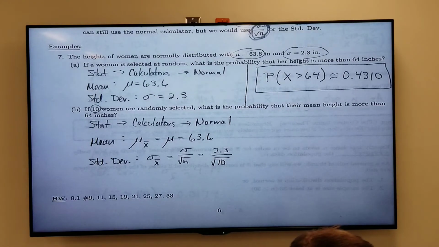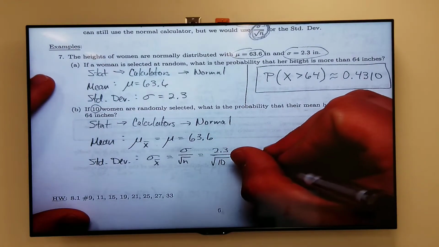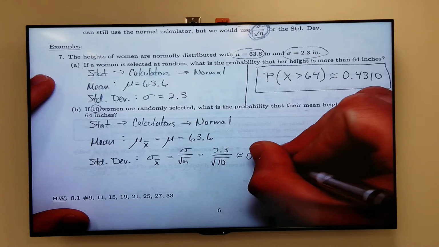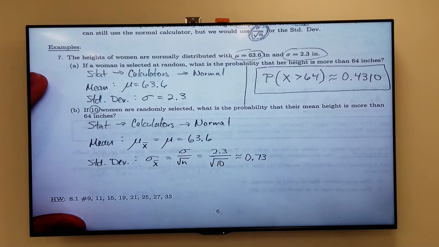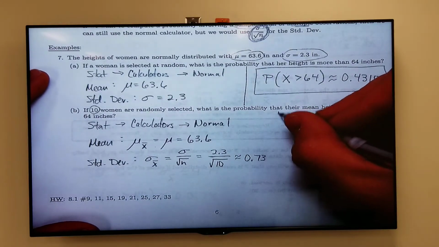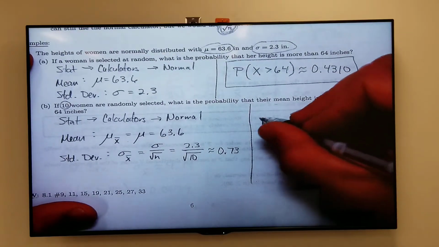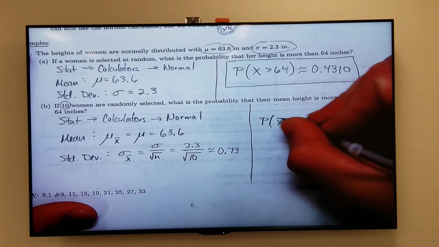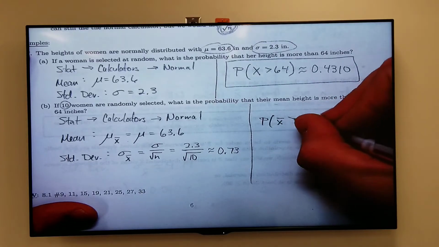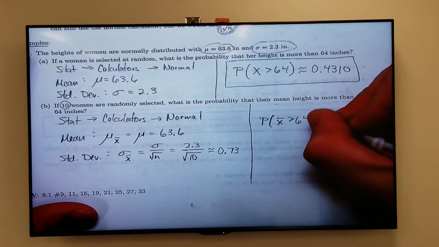Okay, let's see what we get. 2.3 divided by square root of 10 comes out to about 0.73. Then we're going to go to StatCrunch and compute this probability. Now, we're looking for the probability that their sample mean, x bar, is greater than 64.